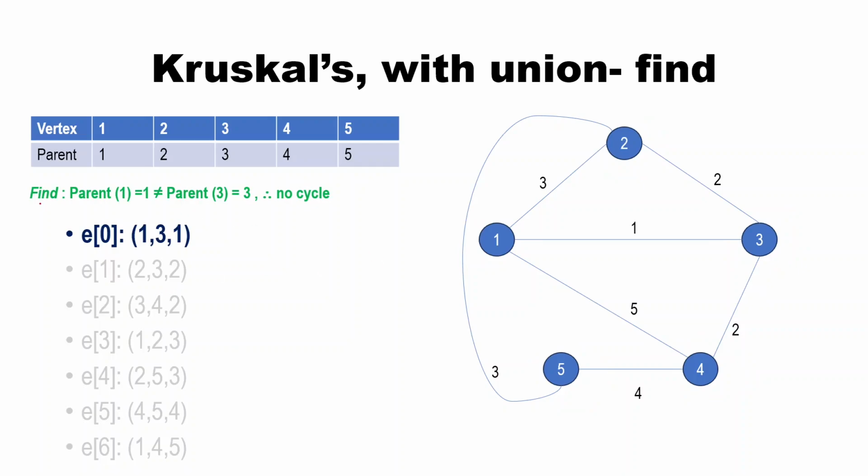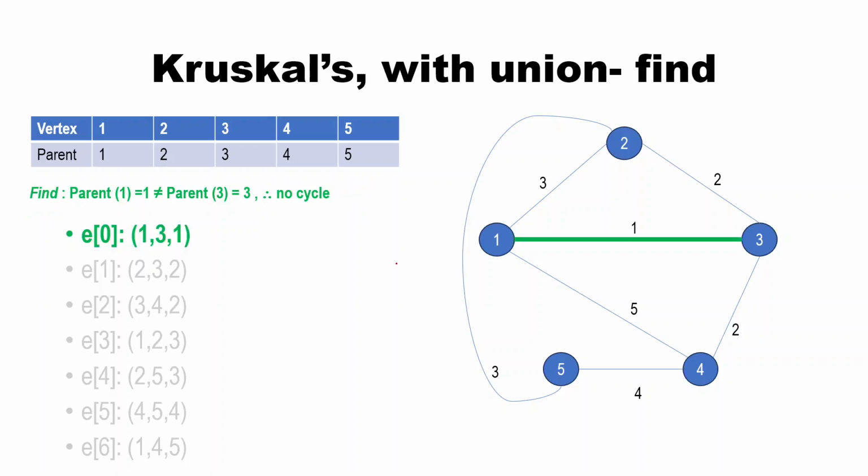Here we perform the find operation. The find operation checks both the endpoints of the edge. It finds out the parent or representative of both the endpoints. If the parent or representative of both the endpoints is the same, then there is a cycle. And like in this case, if the representatives or parents of the vertices 1 and 3 are different, that means there is no cycle. Therefore, we can go ahead and safely add that edge to the tree.